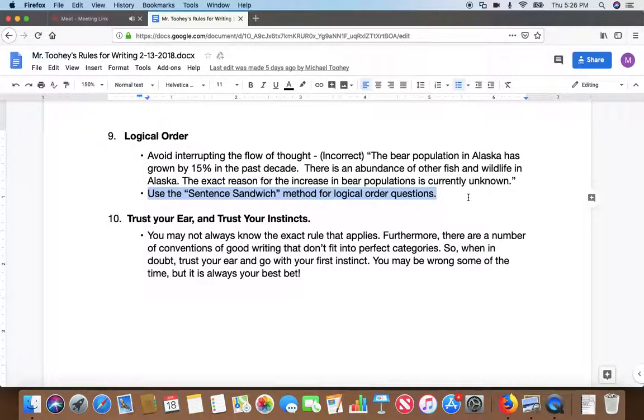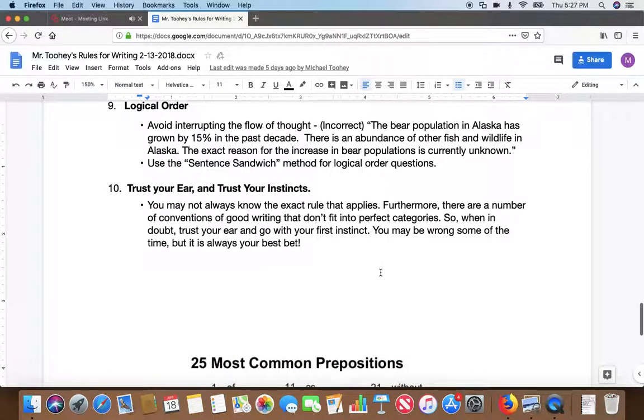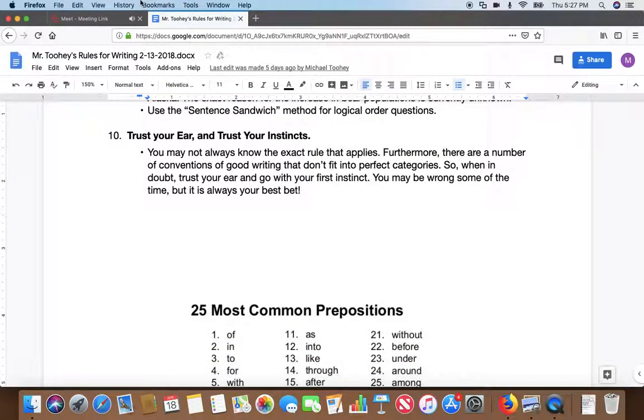But certainly if you don't know the rule that applies, just go with what sounds good. Trust your ear and trust your instincts. It's always your best bet. It may not always be right, but it's always your best bet. That goes for life in general. Again, go with your gut instinct and your first instinct. Any questions?